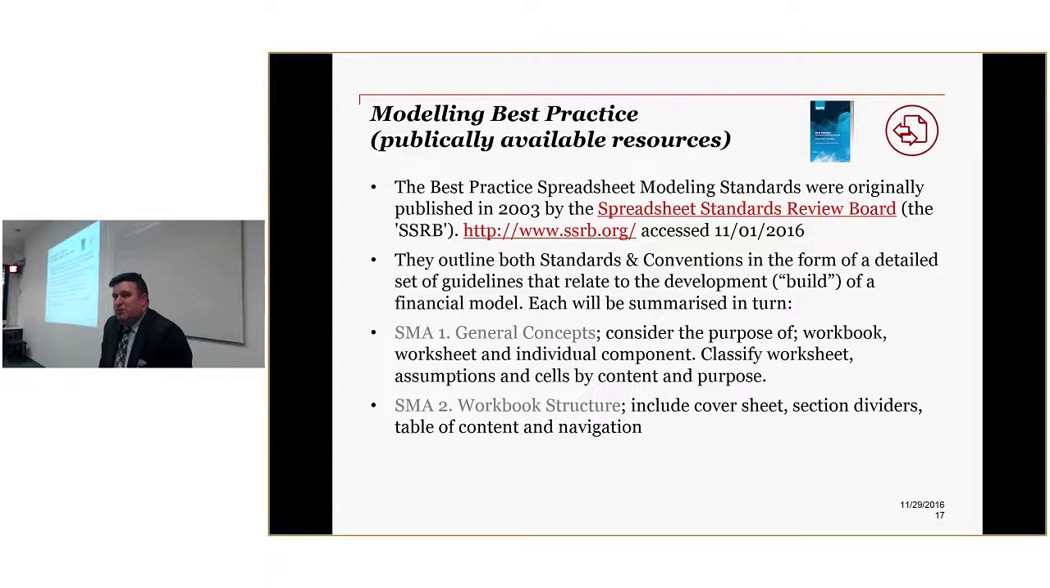Let's consider the purpose of each workbook, worksheet, and the individual component. Remember where FAST had workbook design, worksheet design, line item? You can see that coming close here. Classify worksheets, assumptions, and cells by content purpose. Just another way of saying what we did before. The workbook structure has gone a bit more specific here. Let's include a cover sheet, section dividers, table of contents, and navigation. So it's starting to add a bit more meat to the bones as to what you're doing there.